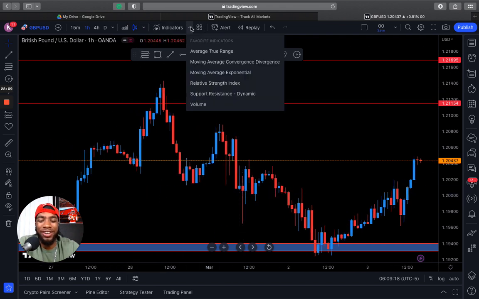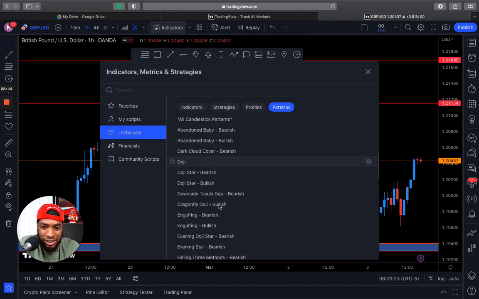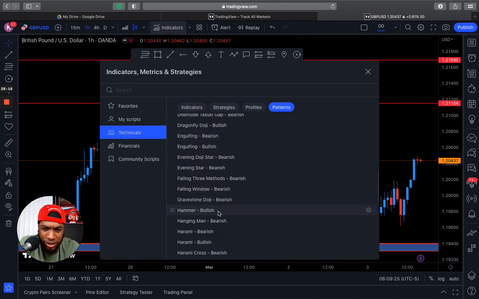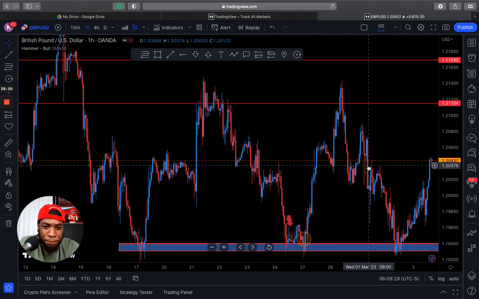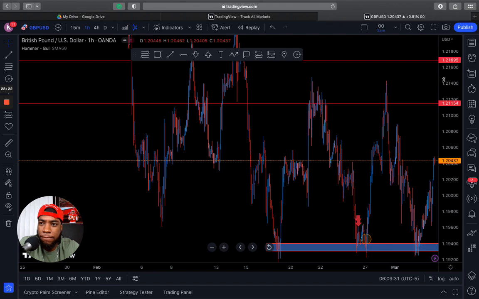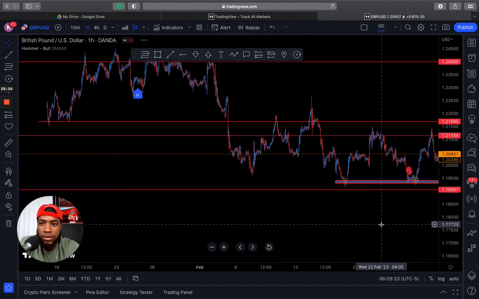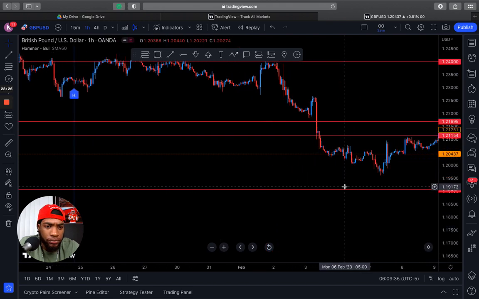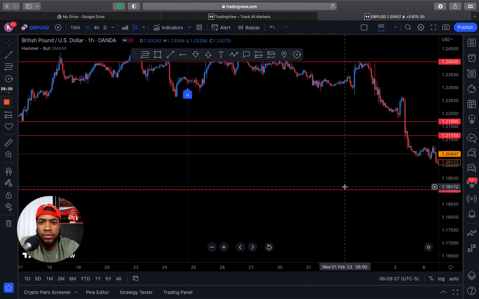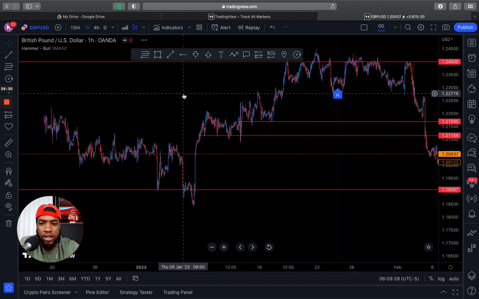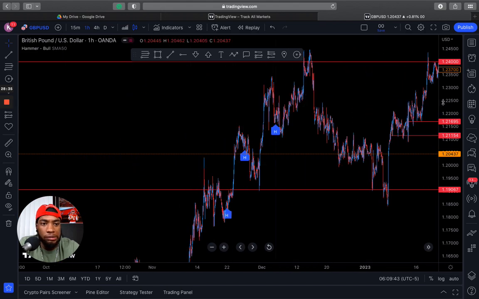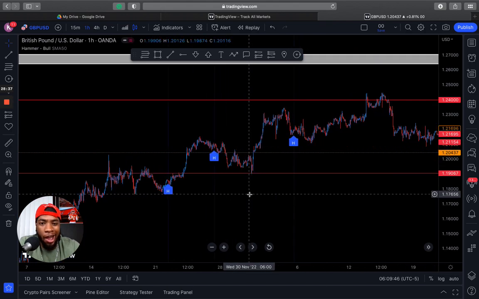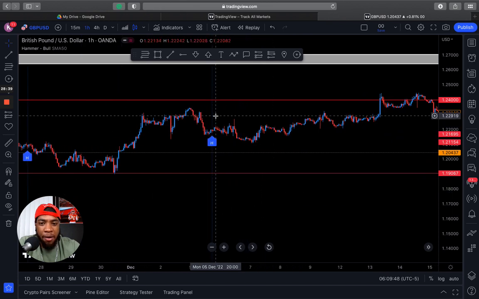So let's see if we can find a couple more. Let's see. Ooh, let's see if we can find a couple hammers in here. Not too many hammers. I don't like that one. Not even gonna zoom in on that one. I can just tell where they're at in price that they're not.